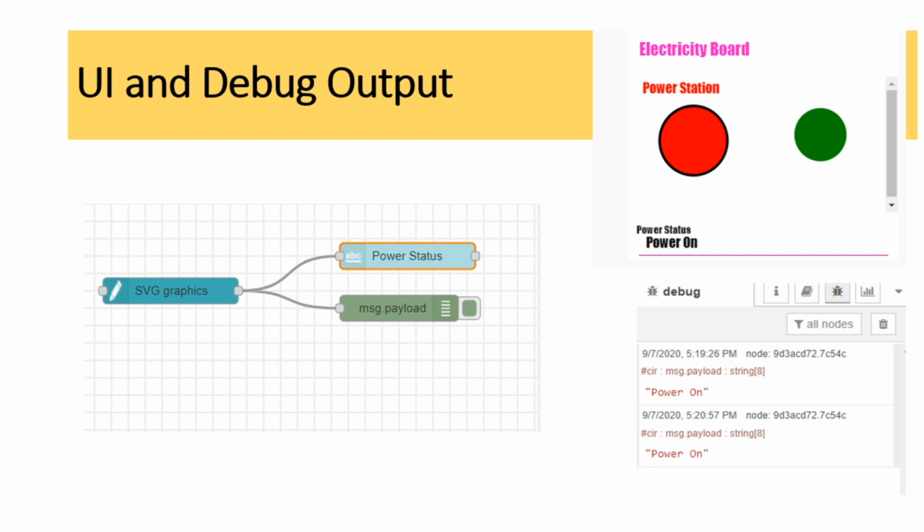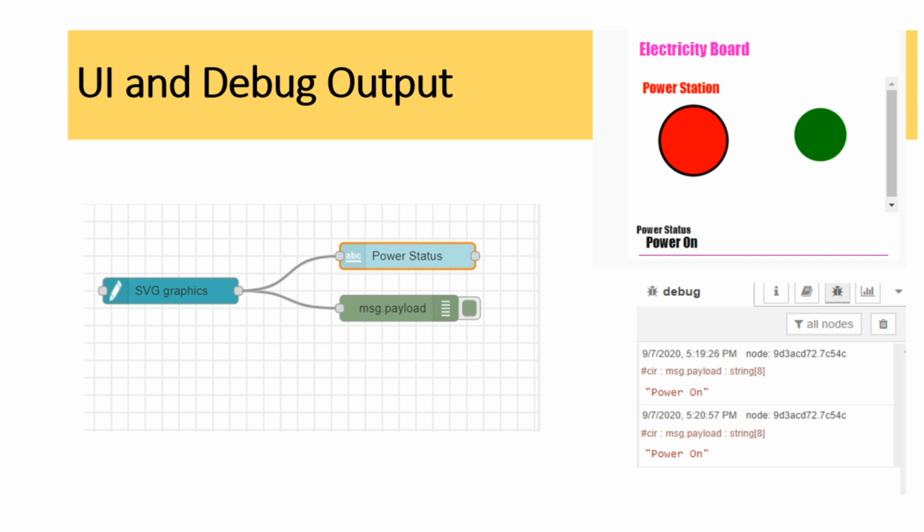Deploy your flow and then see the output in both your UI window and the debug monitor. Now once you deploy it, you could see the output will be displayed in the UI monitor as well as in your debug monitor.